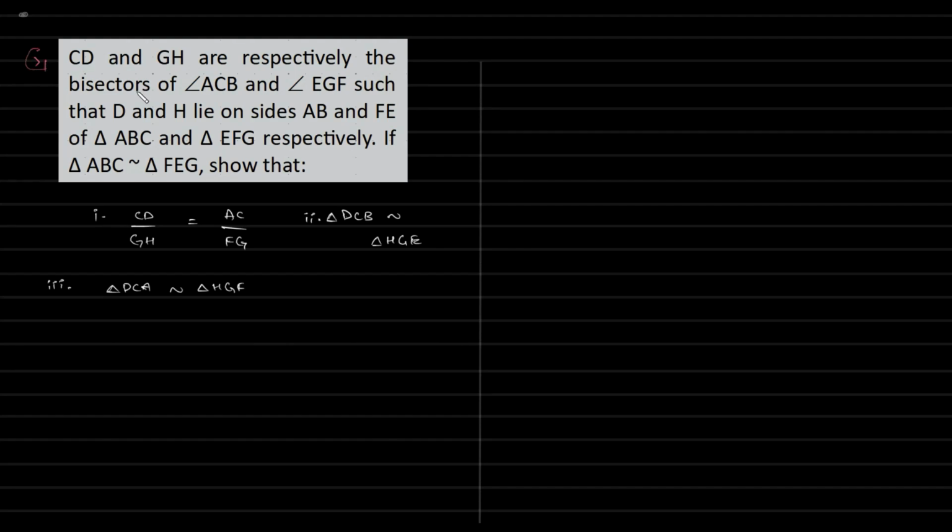CD and GH are respectively bisectors of angle ACB and EGF, such that D and H lie on the side. Okay, as usual, the question is not clear. We need to draw something to make it clear, right? So let's draw.